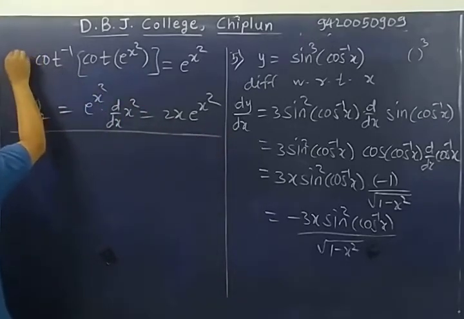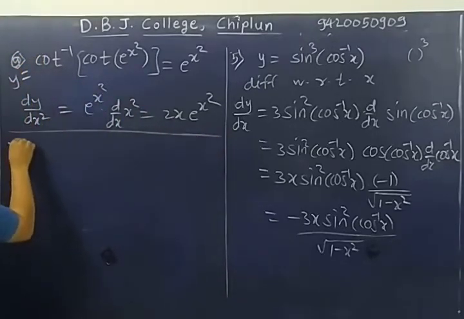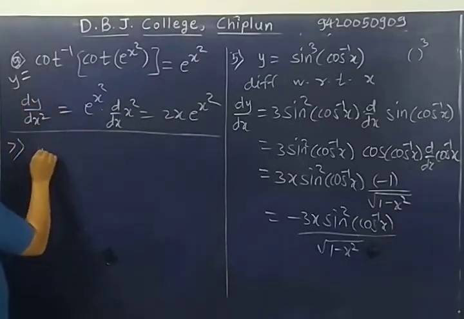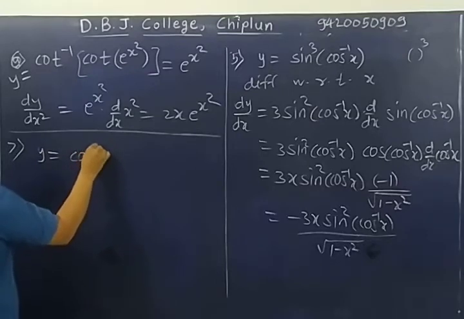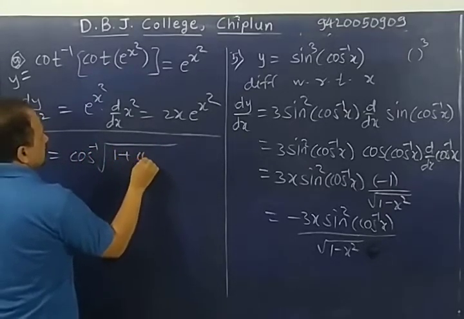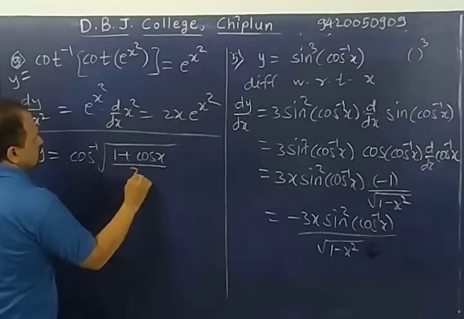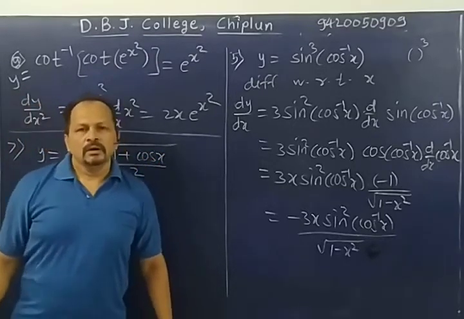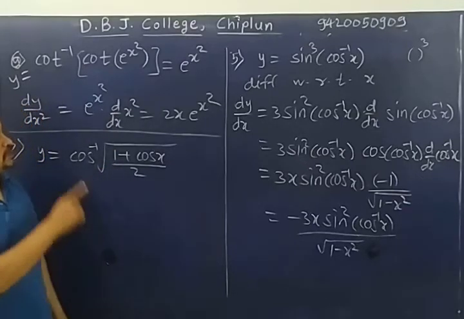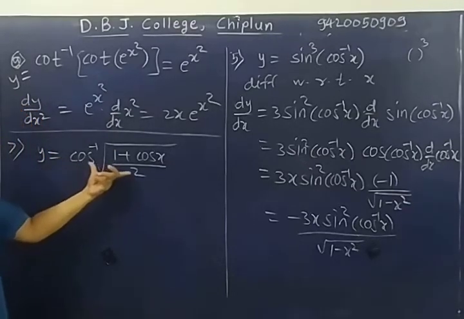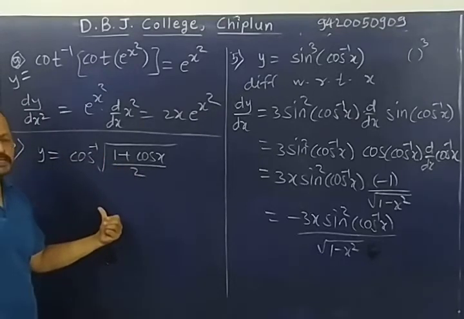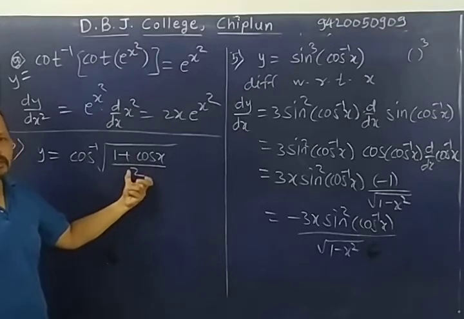This was 6th problem. 7th problem, y equal to cos inverse square root of 1 plus cos x upon 2. Now certainly this problem can be solved using the chain rule. Derivative of cos inverse bracket is minus 1 upon under root 1 minus bracket square into derivative of bracket.